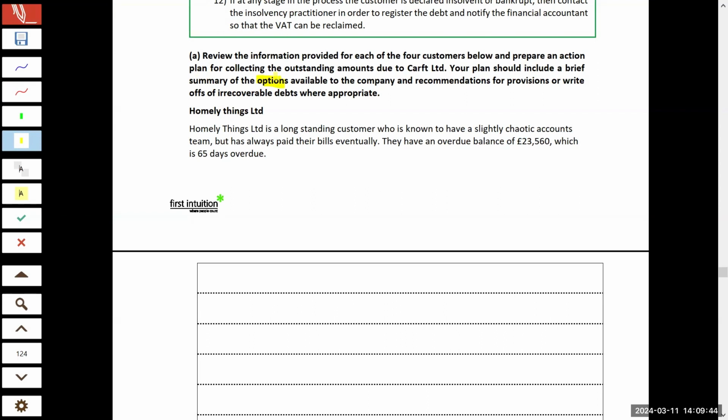So let's look at this first one for Homely Things Limited. Homely Things is a long-standing customer who is known to have a slightly chaotic accounts team, but they always pay their bills eventually.